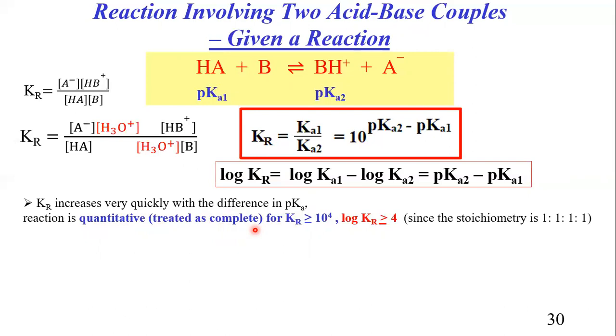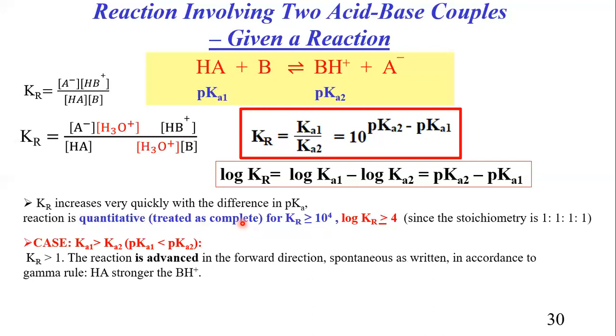Regardless, I want you to get to the point, and that is, if I find a Kr for a certain reaction, and that Kr is greater than 10 to the 4, then you will say this reaction is quantitative, but it's treated as complete. So the reaction is treated as if it is a complete reaction, and then you just do stoichiometry of the reactant and product. You see who's in excess and who's limiting, and you continue from there.